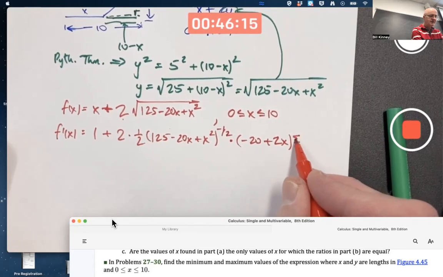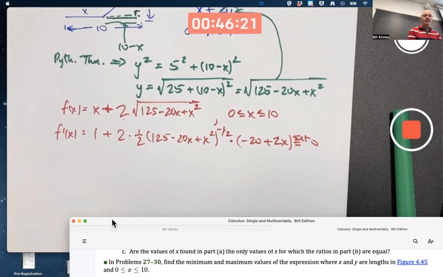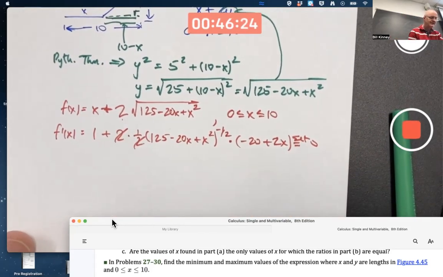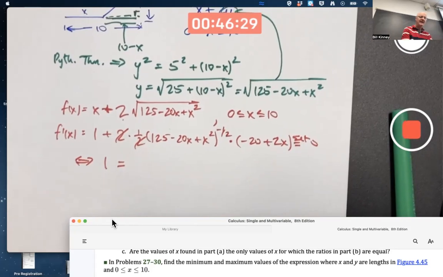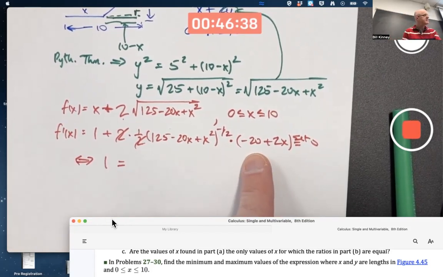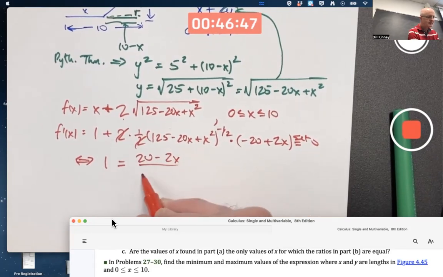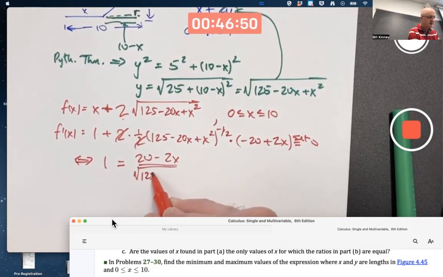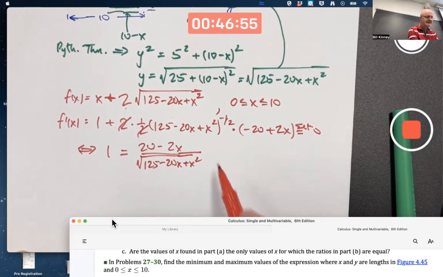We want to set this equal to 0 and solve for x. Doesn't look so easy, does it? The 2's there cancel. Let me leave the 1 on the left side and bring everything else to the other side. I can write it as a fraction, and if I bring it to the other side, I have to change the signs of these two quantities. So I'd have 20 minus 2x over this thing on the bottom as a square root. That still looks fairly complicated, but it's actually easier than it looks.